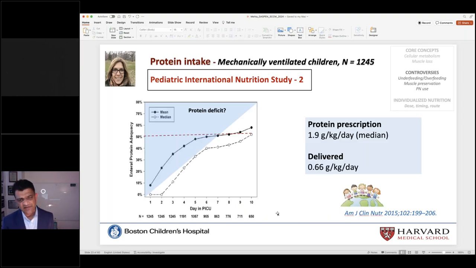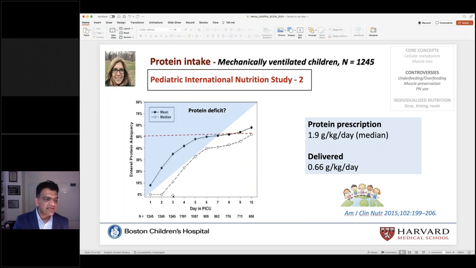These are some observational prospective data that came out of one of our many international nutrition studies. For example, this was the second one that we focused mainly on protein prescription and delivery in pediatric ICUs all over the world. There were 66 ICUs involved in this, and with almost 2,000 patients that were enrolled, these data are from 1,200 patients who received enteral nutrition. And we wanted to see how much protein is being delivered in the enteral nutrition in our ICU. So once again, on the x-axis, you see days in the ICU, day one to day 10.